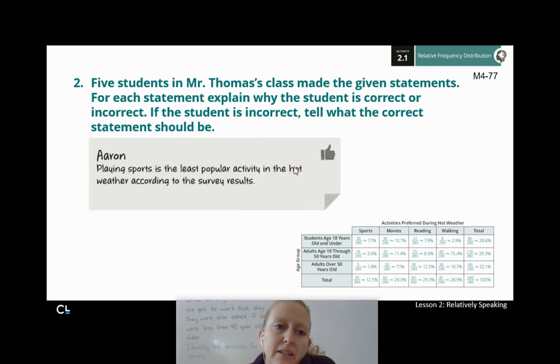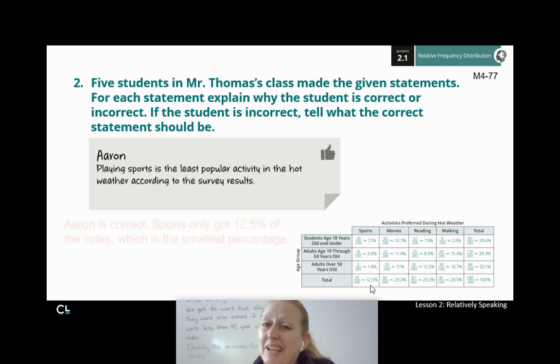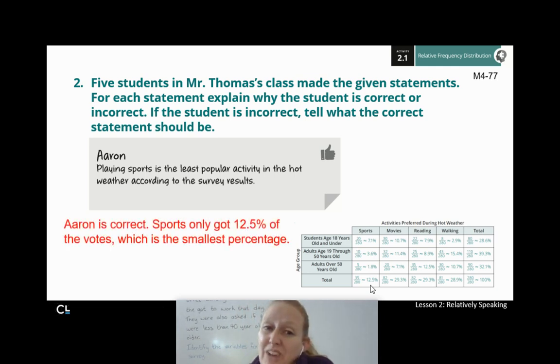And now we have Aaron. Aaron says playing sports is the least popular activity in the hot weather according to the survey results. Well, let's look at our totals down below. I've got 28.9, 29.3, 29.3, 12.5. Aaron's right. Sports only got 12.5% of the total votes. That's the smallest percentage, which is fair. When it's hot, I don't want to be running around outside. It's sweaty and nasty. I don't want that.